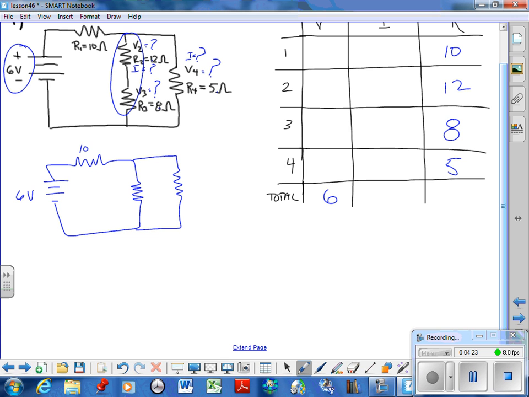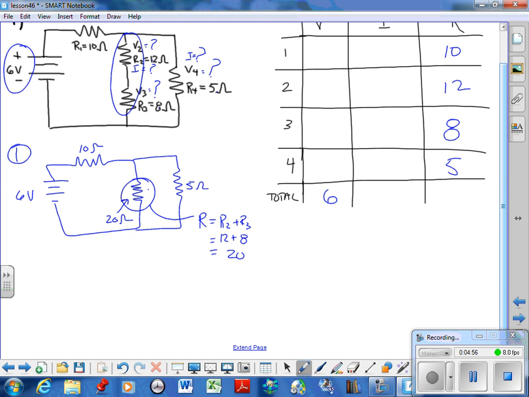So there's my 10 ohm. This is still my 5 ohm. And this resistance, I'm going to calculate off to the side. Because it was in series before, the resistance at that point will be R2 plus R3, which is 12 plus 8, or 20 ohms. So this resistor is 20 ohms. This is drawing number 1.